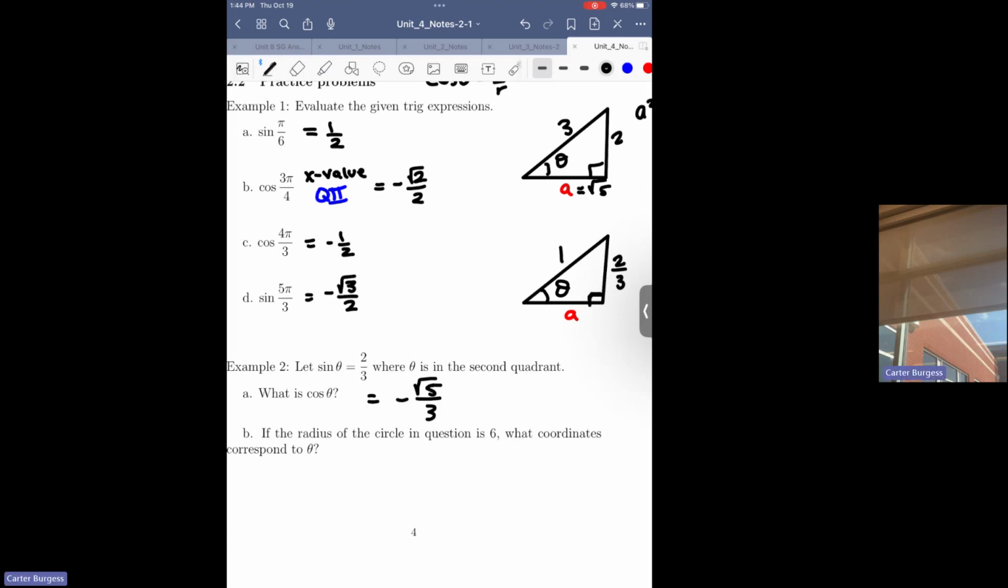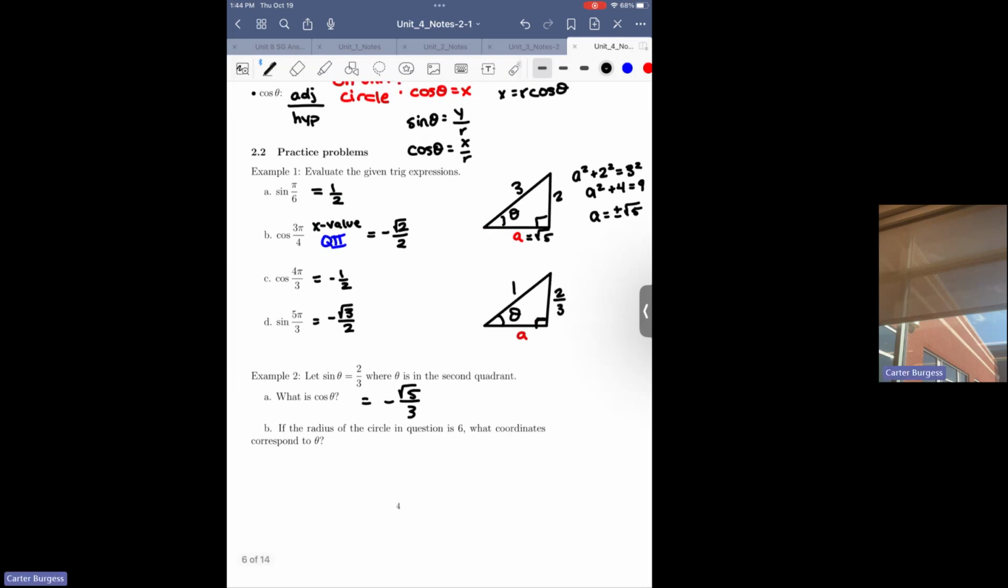Okay. Now, if we were on the unit circle, this would absolutely be the x-coordinate that we're looking for. Right? But are we on the unit circle? And we look at B, and B says, well, actually, we're not on the unit circle. We are instead on a circle that has a radius of 6, and we are trying to find the x value and the y value. Good news for us, though.